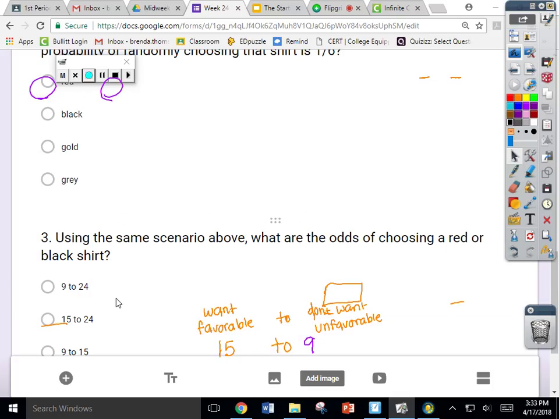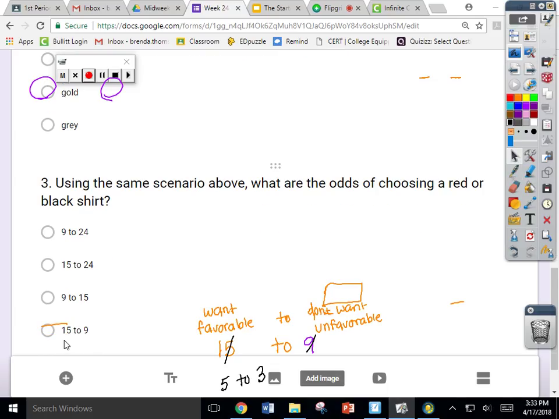However, you should reduce this because you can. You can divide them both by 3, and the proper way to write this answer would have been 5 to 3 odds. However, that's not an option, which means your answer has to be this one.